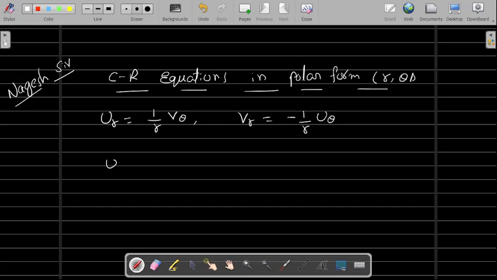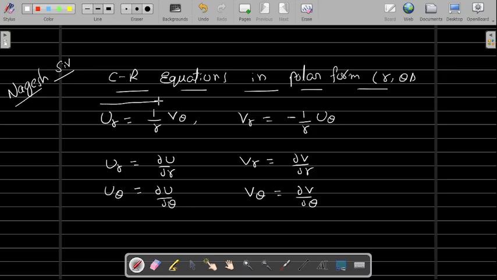So now you know, as usual, u_r is nothing but dou u by dou r. u_theta is nothing but dou u by dou theta. v_r is nothing but dou v by dou r. v_theta is nothing but dou v by dou theta. So these two equations are called CR equations in polar form.